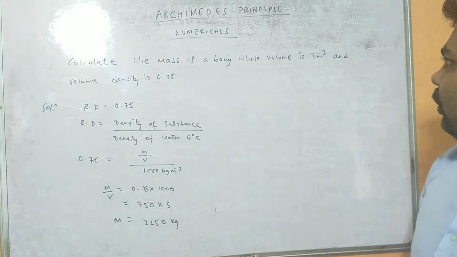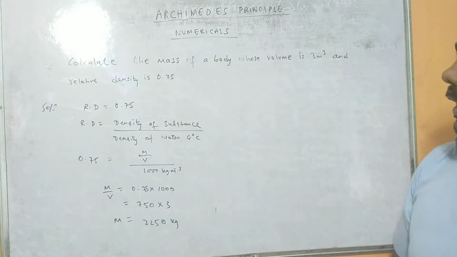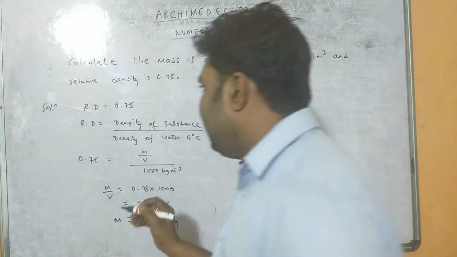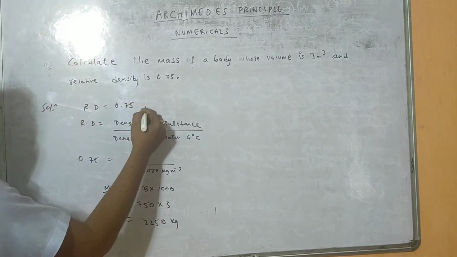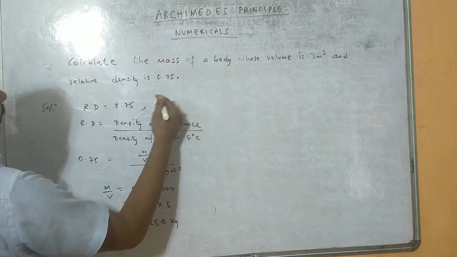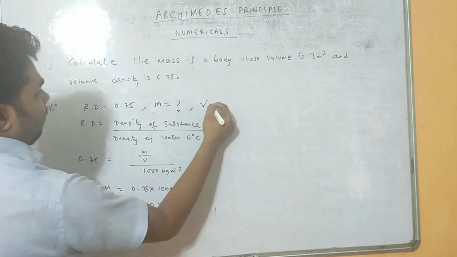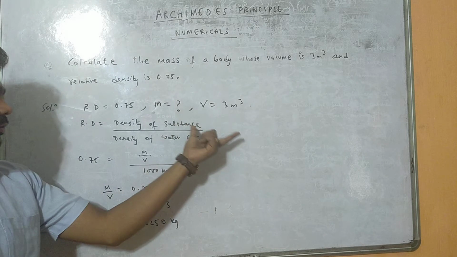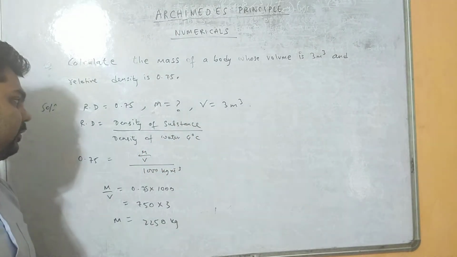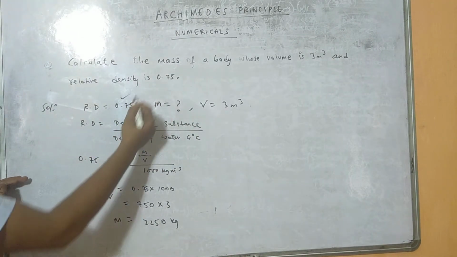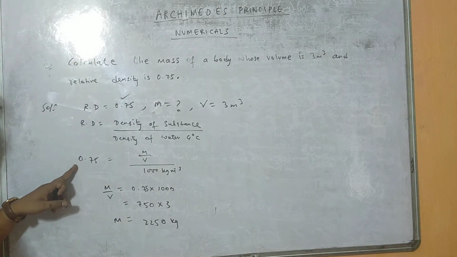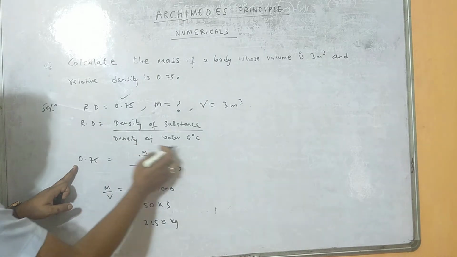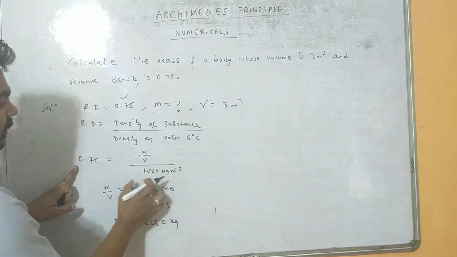Calculate the mass of a body whose volume is 3 meter cube and relative density is 0.75, right? In this question, relative density is given as 0.75 and mass we have to find. Volume is given, 3 meter cube. We know relative density equals density of substance by density of water at 4 degrees Celsius. So relative density is 0.75. Density of substance means mass by volume, and density of water at 4 degrees Celsius is 1000 kg per meter cube.